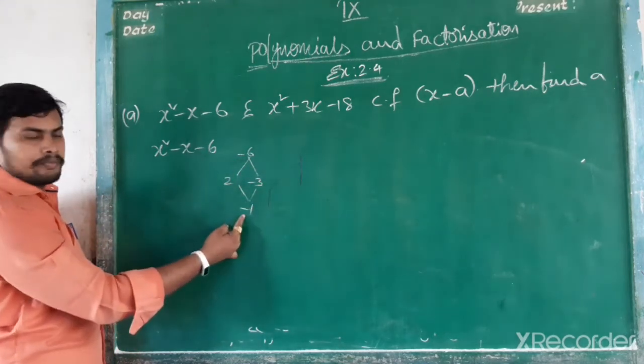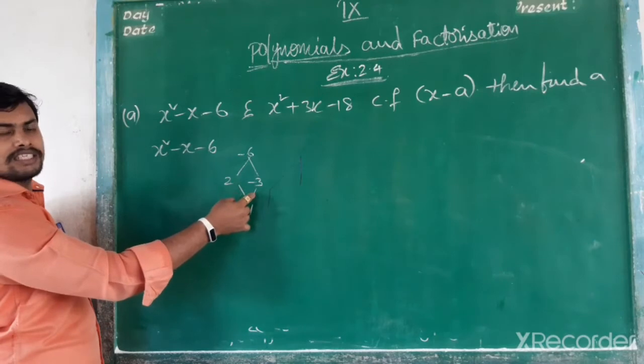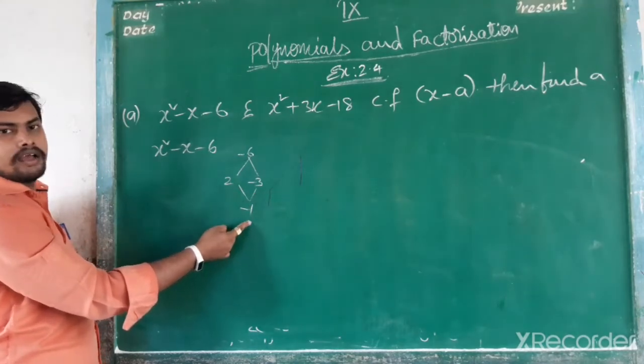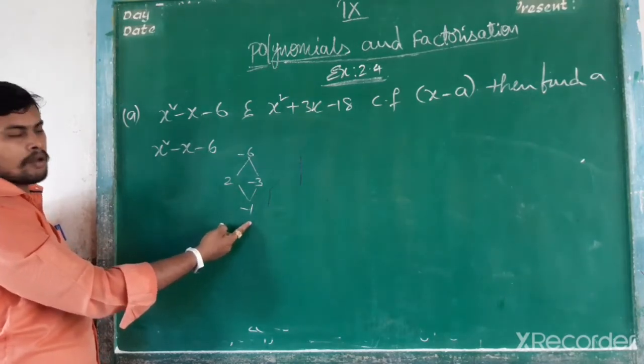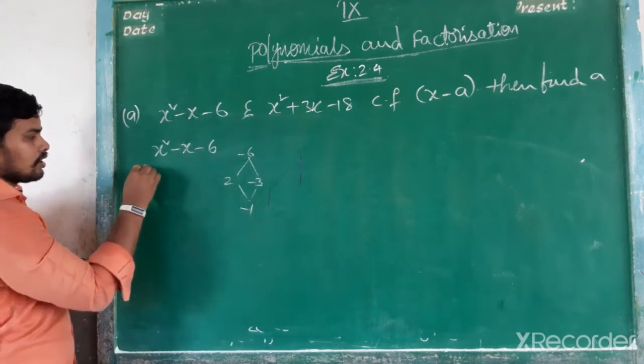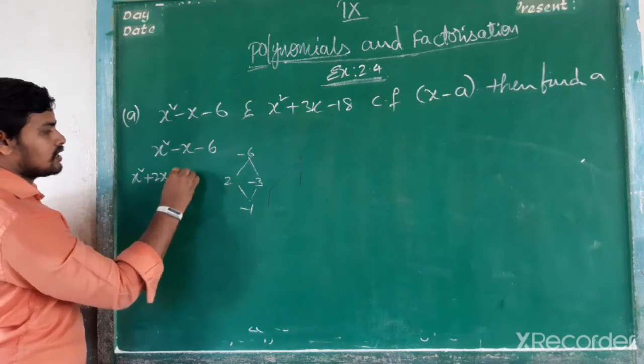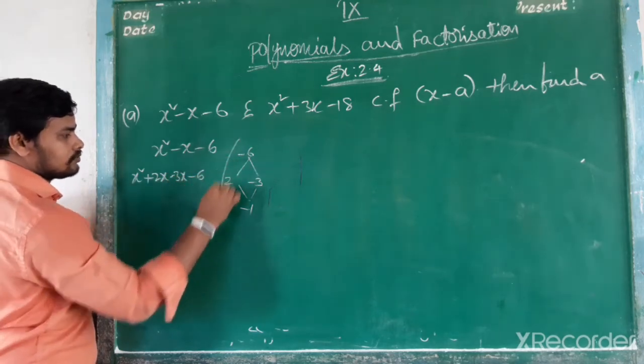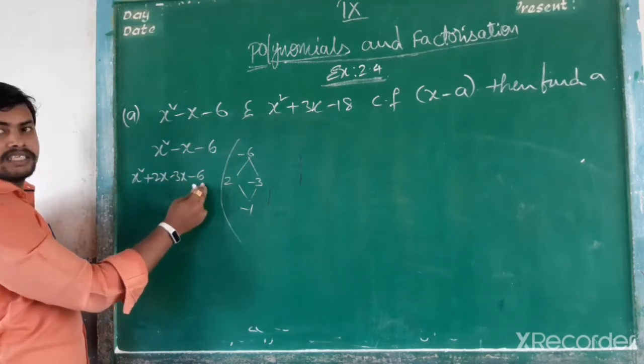Simply place minus 1 with the largest number, because the result of the multiplication and subtraction operation is minus 1. So I have to take minus 3 here. x square plus 2x minus 3x minus 6.